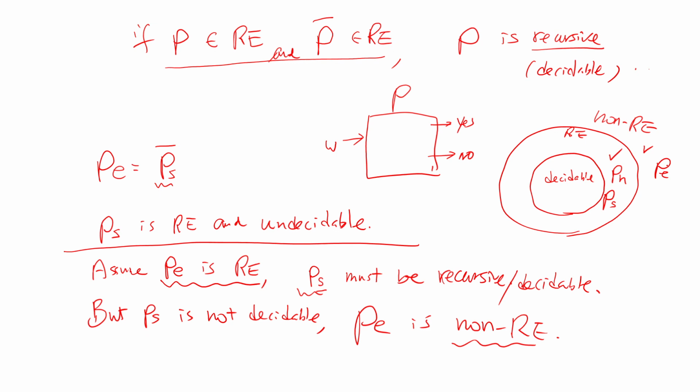So the difference between PE, a program that prints out nothing, versus the program that prints out something, is that for the program that prints out something, we can write a program to test. So it's in RE. RE means computable, in other words. And non-RE means you can't even write a program to do this. PE, you can't. They're both undecidable, but one is computable. PS is computable. PE is not. Okay, and that's all I have.